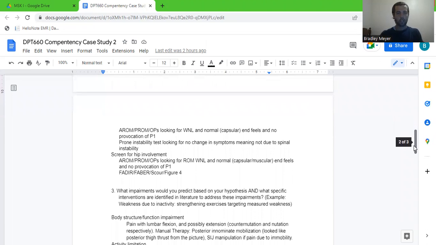I would also need to screen for hip involvement, and to rule it out, we'd also be looking for normal ranges with capsular, possibly muscular end feels, which would be normal for some joints. And then, again, no provocation of P1 with those ranges of motion, and also the FADIR and FABER tests.